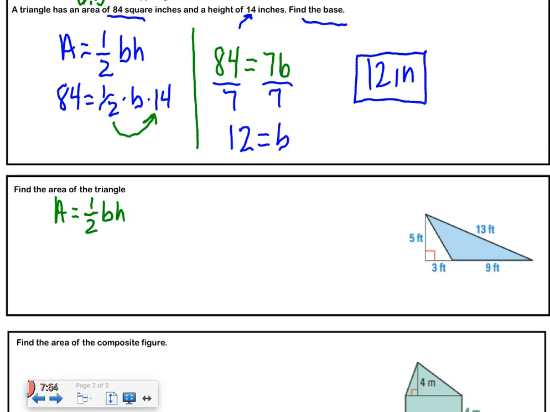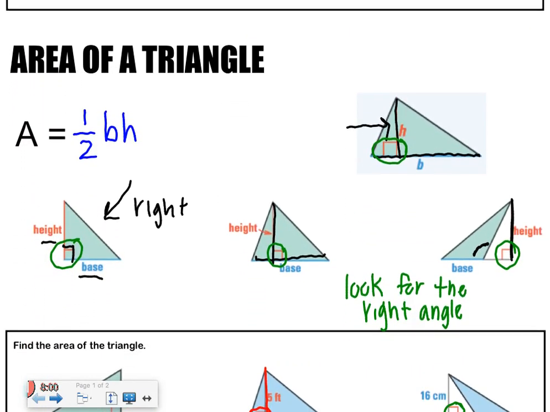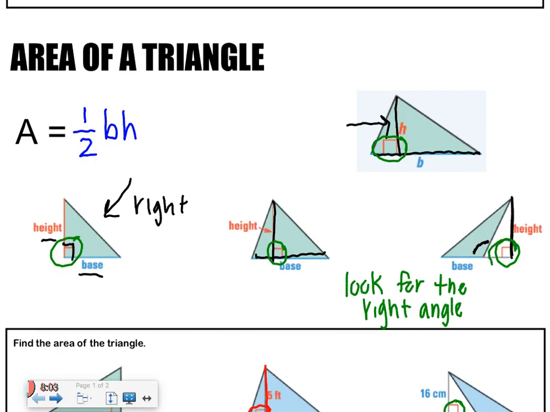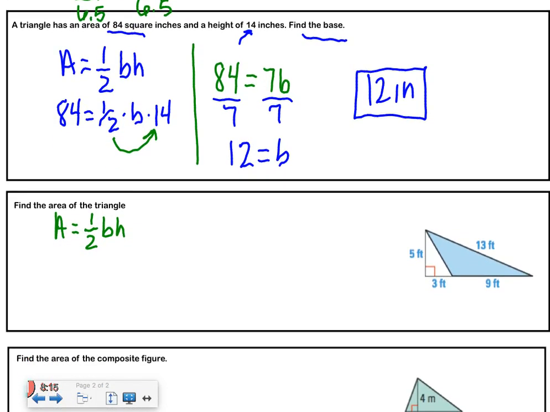Remember on this page over here, we said that our base and our height make the right angle, right? All those right angle marks. So look for the right angles, what we wrote down. Now let's look here. If I look for my right angle, here it is. So I know I'm going to use 5 and this length here. So right away, we can cross off 13. That's just extra info.